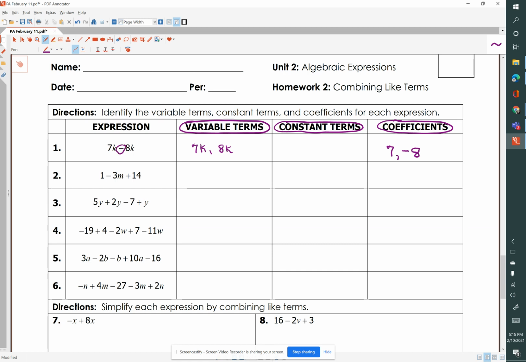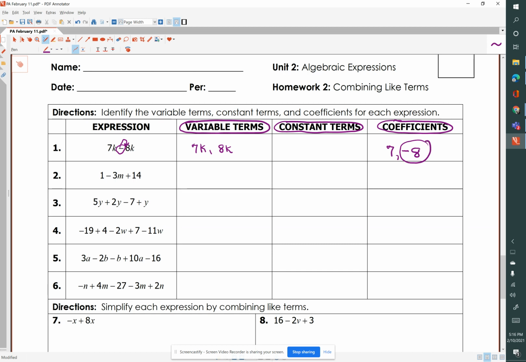Subtraction operates the same way as a negative. So we take that negative and we assign it to the 8. It's not just 7k minus 8k, which would produce the same result. It functions the same way. It operates the same way, I should say. But when we list out the coefficient, we're going to call it a negative 8, okay?